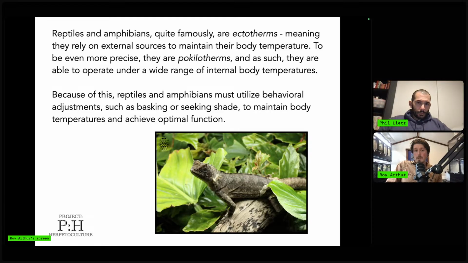To be even more precise, they are poikilotherms, and as such, they are able to operate under a wide range of internal body temperatures. Unlike people, who are constantly striving to maintain homeostasis and keep our body temperature right around that 98.6 degrees magic temperature, reptiles can be well and active and can survive and thrive under a whole bunch of different internal body temperatures.